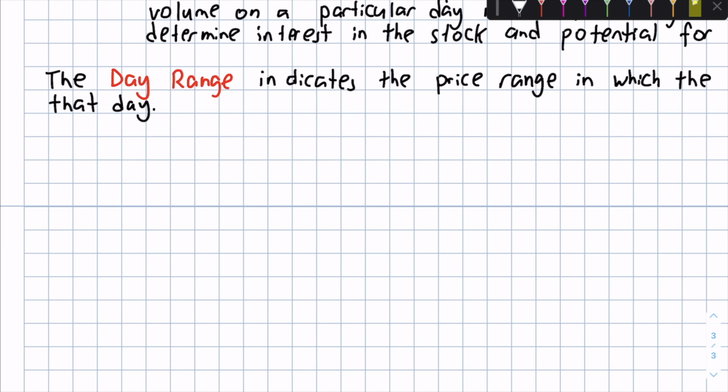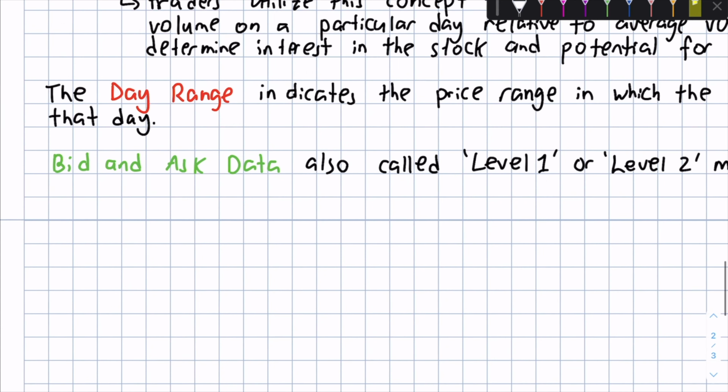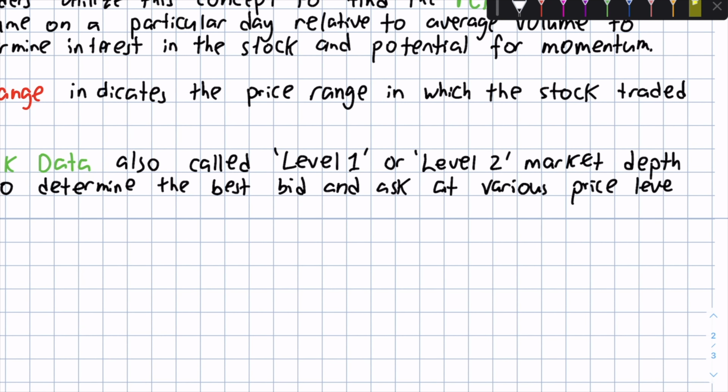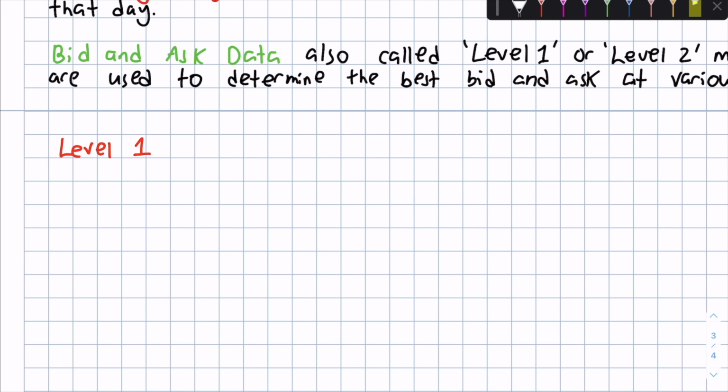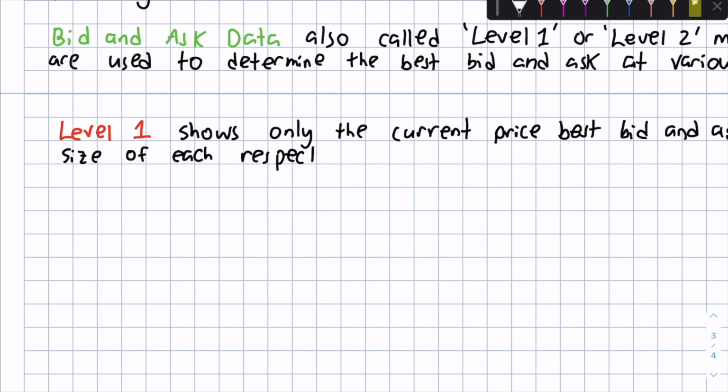Another important aspect that traders look at is the bid and ask data, and this is called level 1 or level 2 depending on your subscription, and it's also the market depth. They're used to determine the best bid and ask at various price levels. Level 1 is what comes standard with most charting softwares, and it shows the current price, best bid and ask, and the size of each respective side.